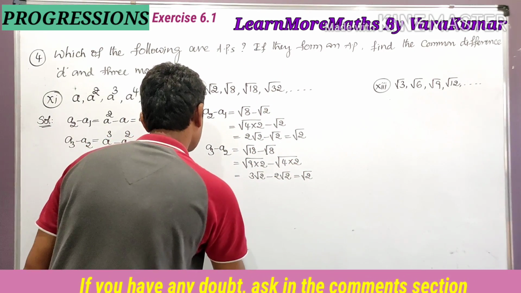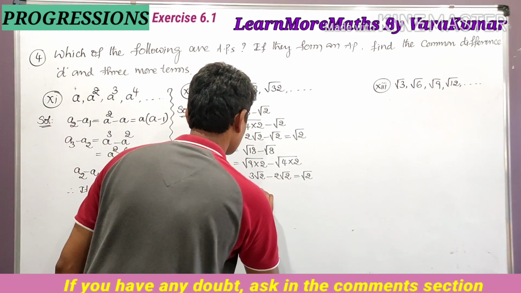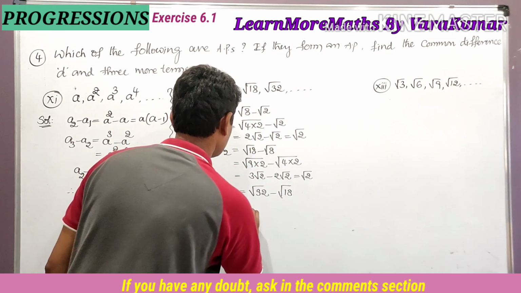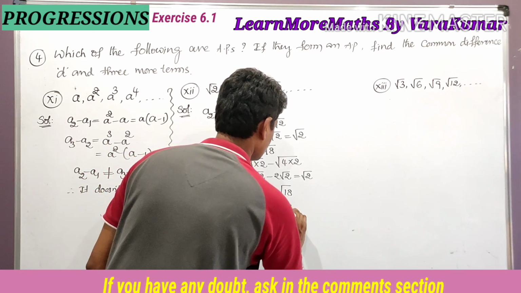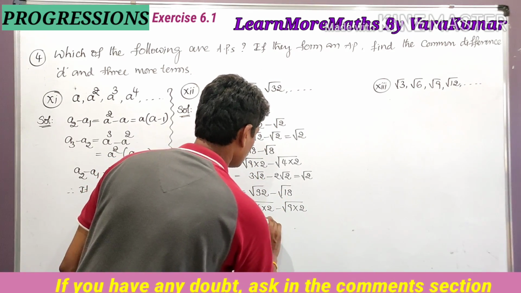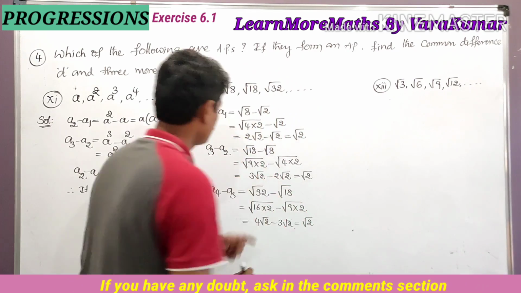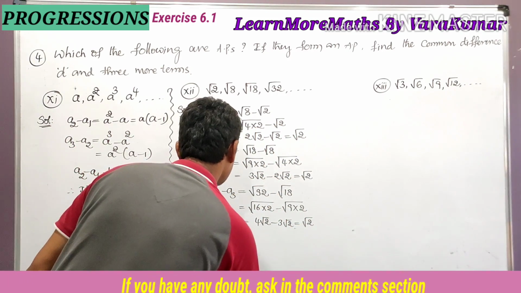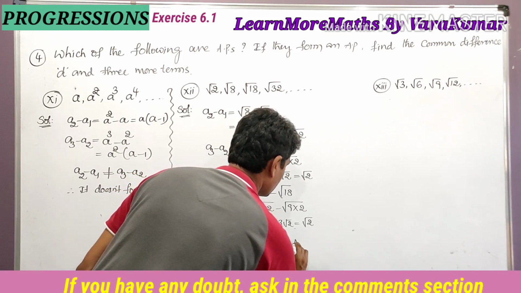Next we have to find a4 minus a3. a4 is root 32, a3 is root 18. Root 32 can be written as 16 into 2, and root 18 as 9 into 2. So 4 root 2 minus 3 root 2, again we get root 2. So in all, the difference of successive terms is root 2, student. Therefore it forms an AP.